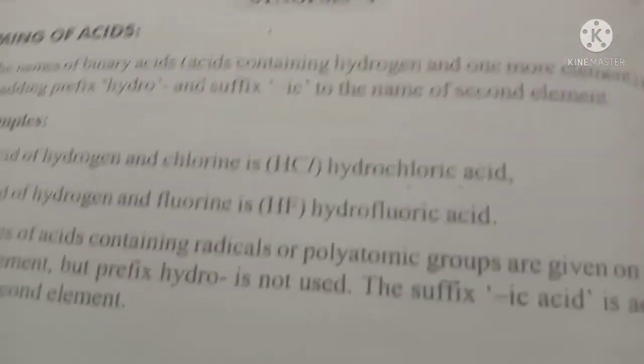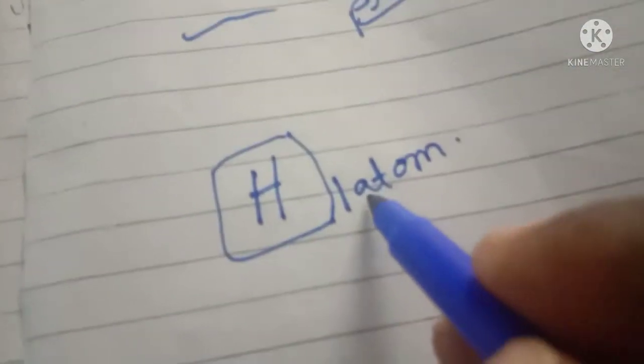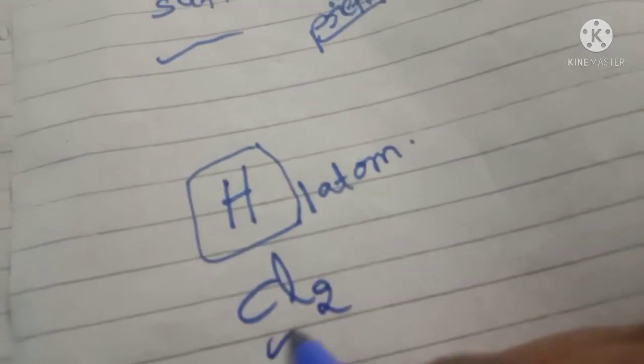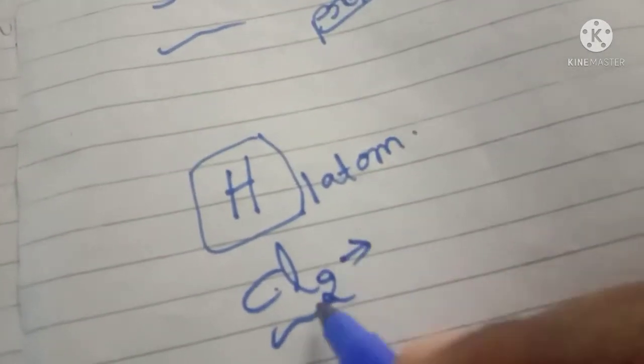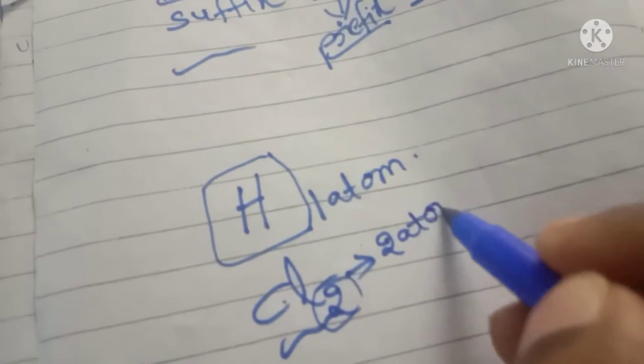Now come here. For the monoatomic numbers, that is hydrogen. Monoatomic means, see here, hydrogen. How many atoms are there here? Only one atom. Now chlorine is there, Cl2. How many atoms are there in this chlorine? See here, suffix 2. That means 2 atoms are there.